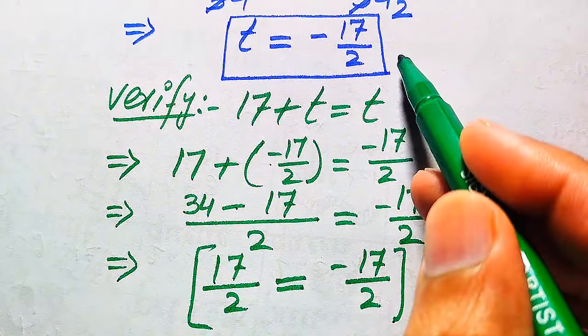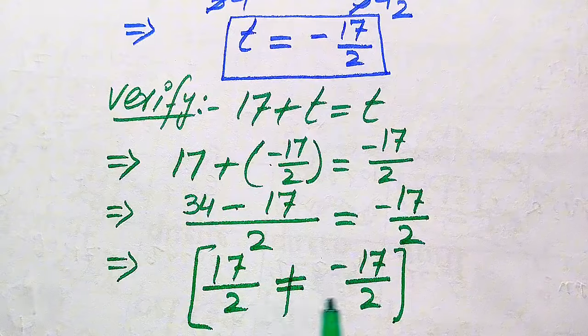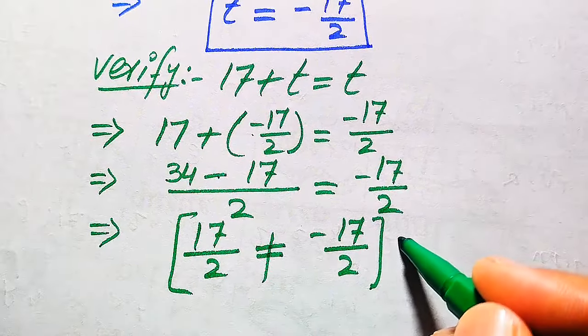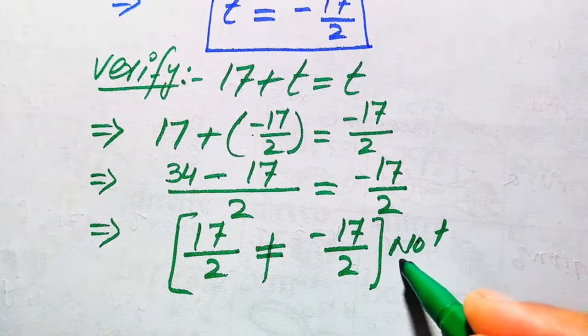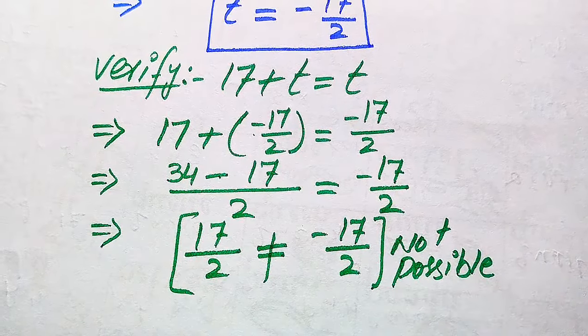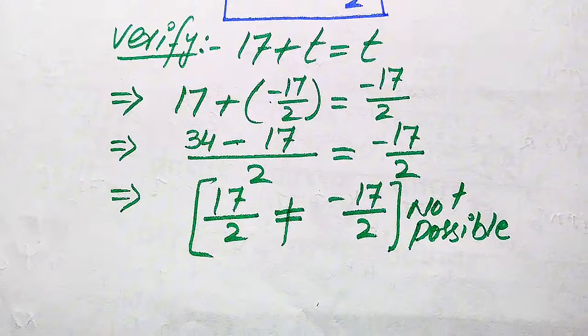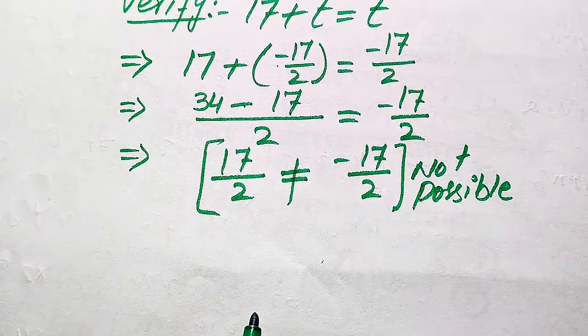When we check here, this shows that both of the sides are not equal, because this is the positive value and this is the negative value. So these are not equal, or in other words, we say that it is not possible. So if this is not possible, it means that the value of t equals to minus 17 over 2 does not satisfy our given question statement.